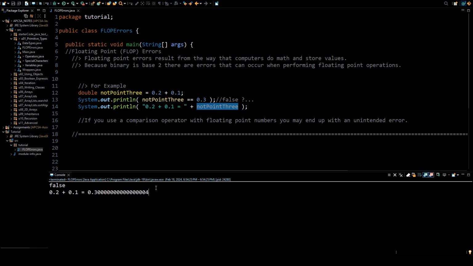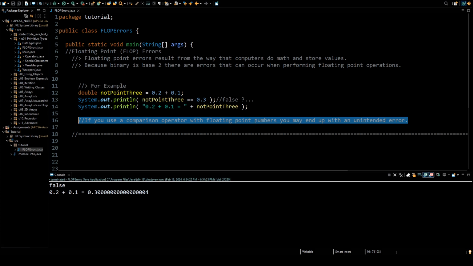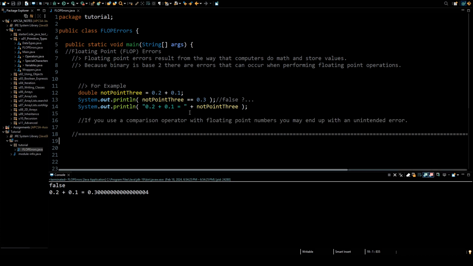And that is interesting because what sense does that make? How do we end up with 4? How do we even round to that 4 with all of these zeros or whatever's going on here? Well, let's think about it. You need to pay attention to this because if you're using a comparison operator with floating point numbers, you may end up with an unintended error. So it's not always the best idea to try to do floating point math with computers.